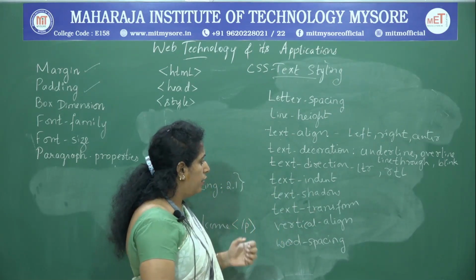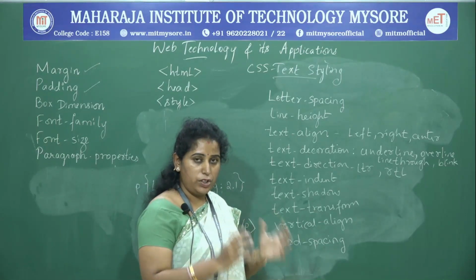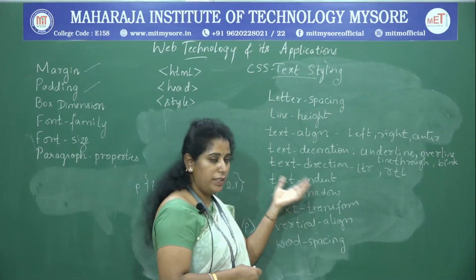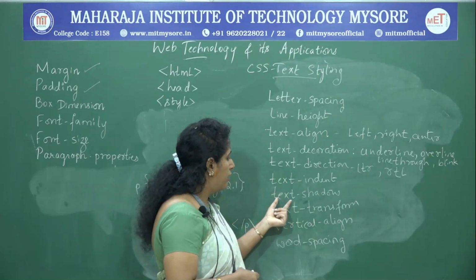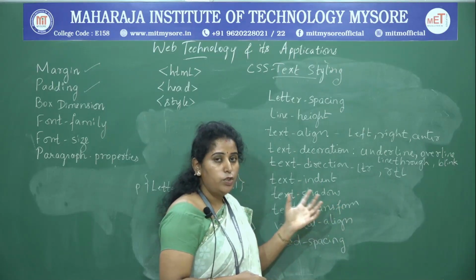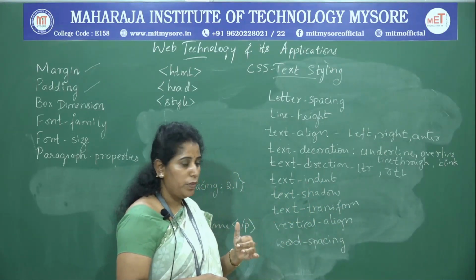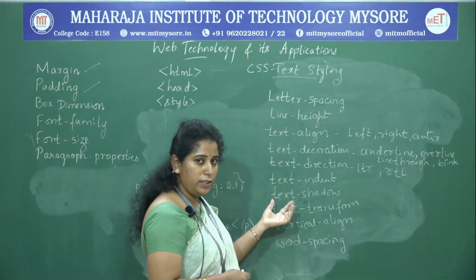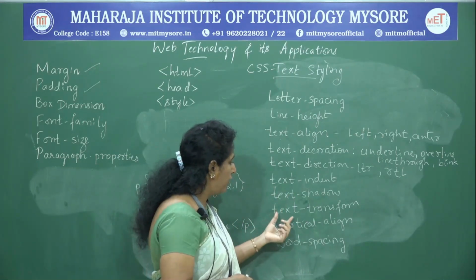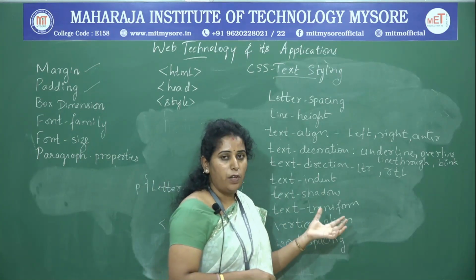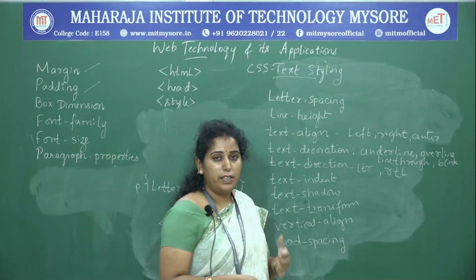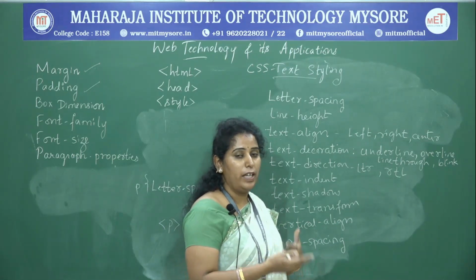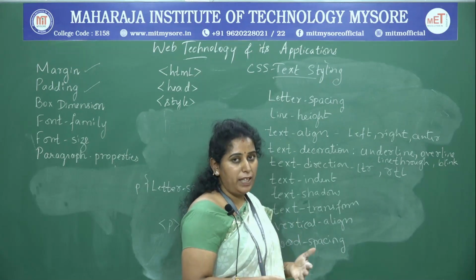Next is text indent. Text indent is used in order to justify the text or to make it a paragraph. Next is text shadow. You can add a shadow in terms of horizontal and vertical offset to a text, that is text shadow. Then text transformation. Transform means whether you want to print it in uppercase, lowercase, or capitalize.